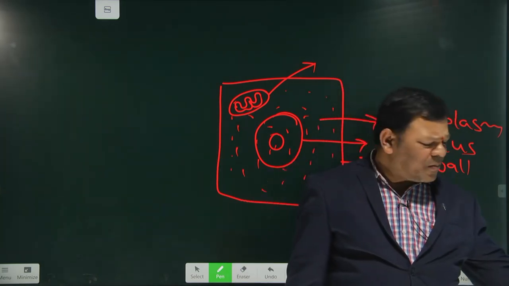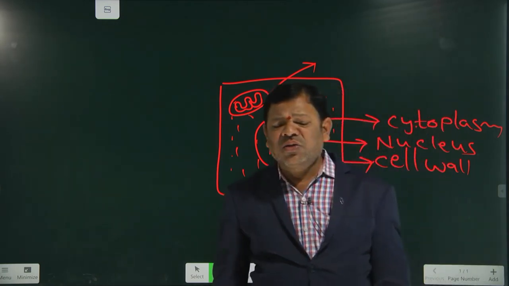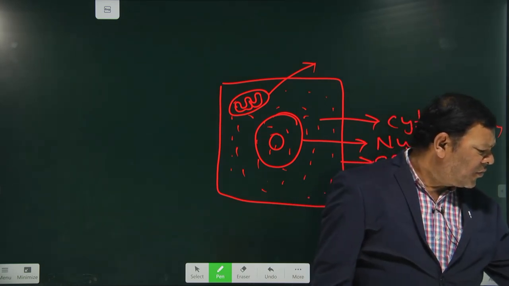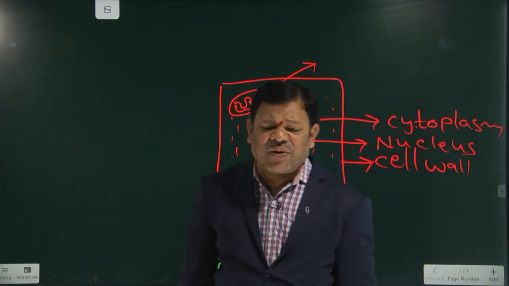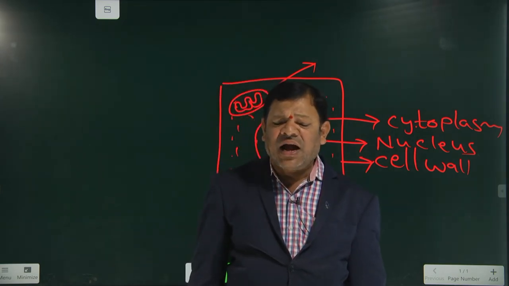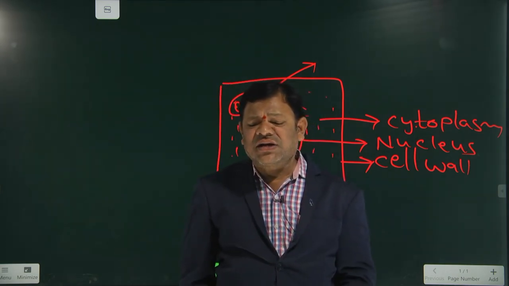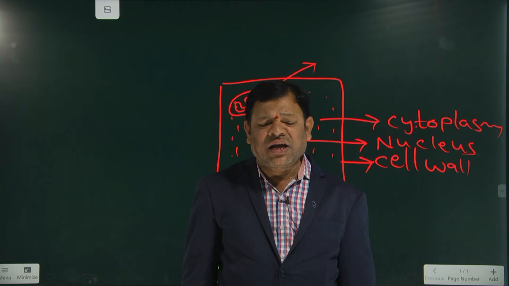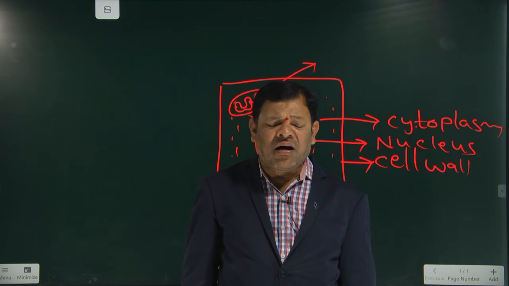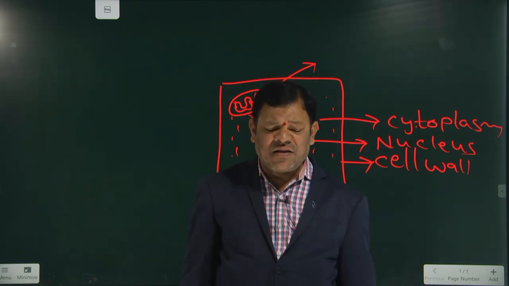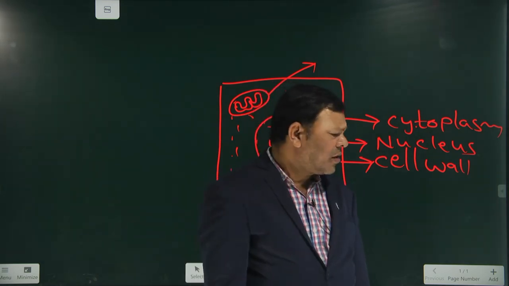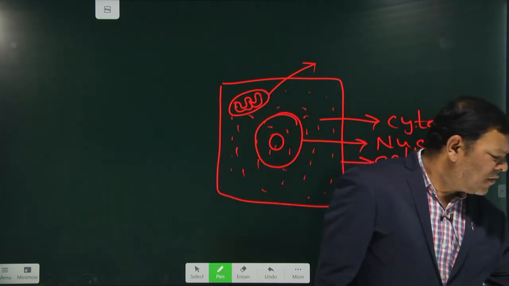The microscope was discovered by Antoni van Leeuwenhoek. Cell theory was proposed by Matthias Jakob Schleiden and Theodor Schwann. According to the cell theory, all living organisms are made up of cells. The cell is the structural and functional unit of the organism. So this is about the first lesson.